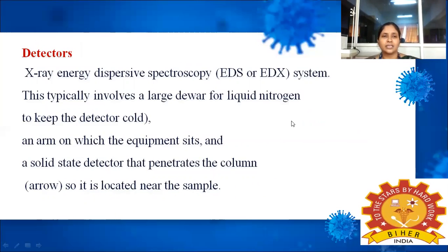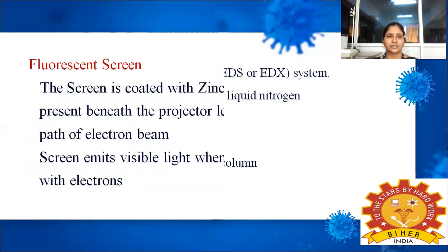Detectors: an X-ray energy dispersive spectroscopy, EDS or EDX, system is used as the detector. This typically involves a large dewar of liquid nitrogen to keep the detector cold, so that the instrument system doesn't get damaged quickly, and hence the liquid nitrogen is kept for cooling the entire system. There is an arm on which the equipment sits, and a solid state detector that penetrates the column. So it is fixed near the sample. These detectors are fixed near the samples.